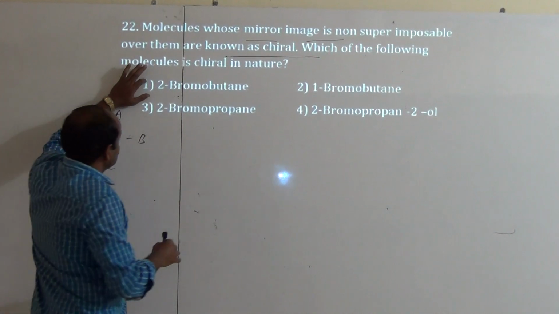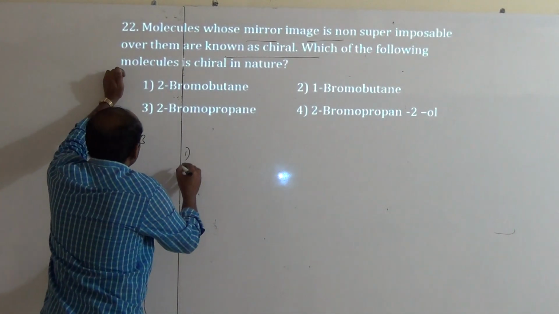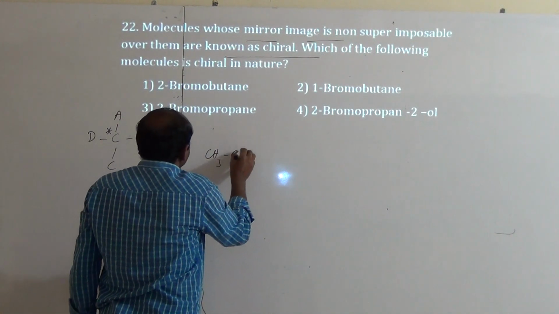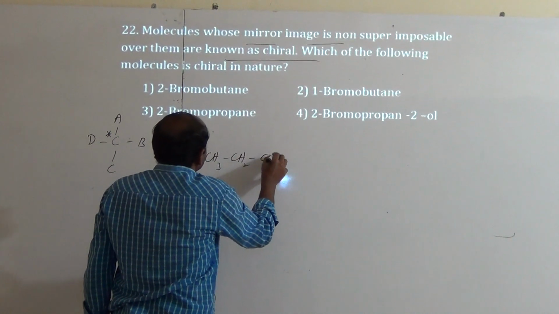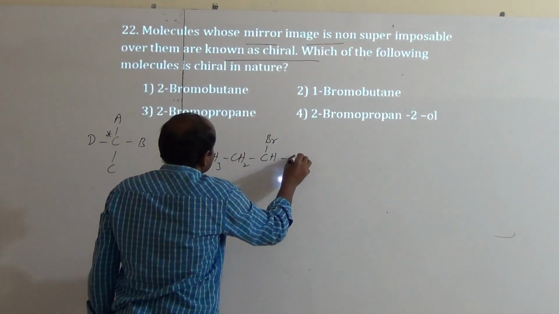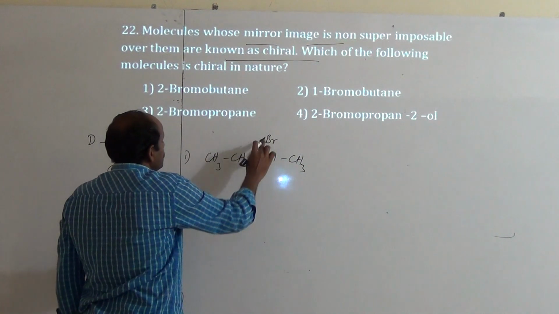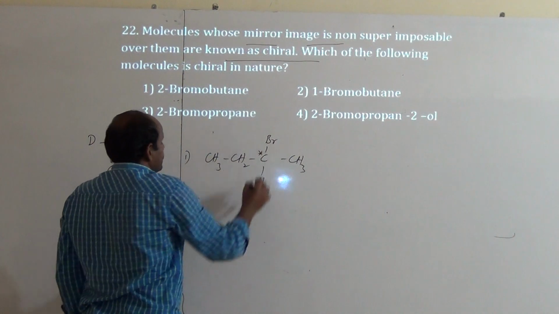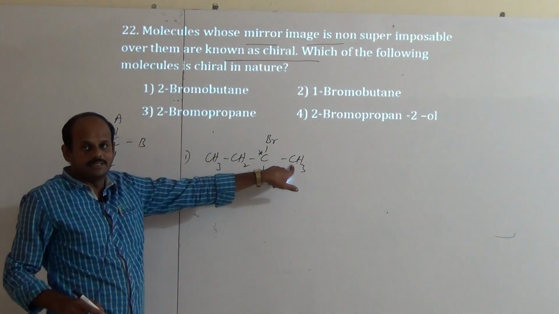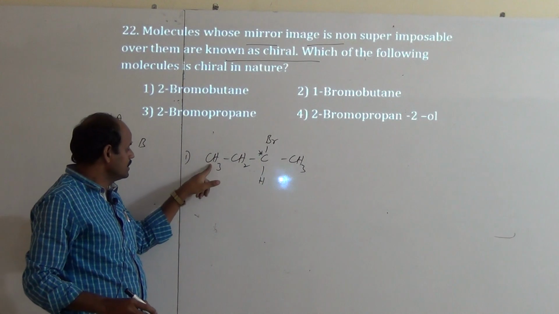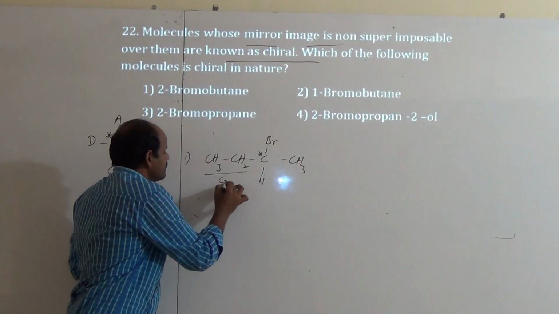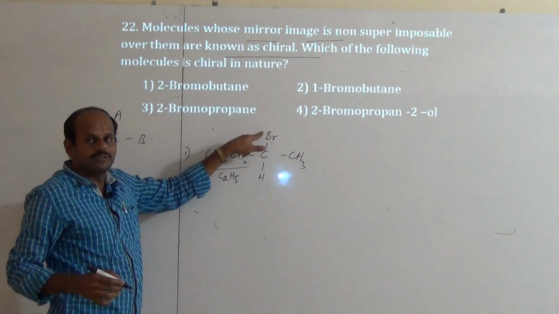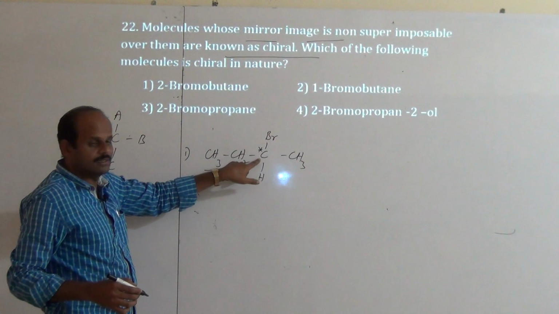Then what is the first option? 2-bromobutane. So 2-bromobutane means CH3, CH2, CHBr, CH3. This only, 2-bromobutane. Then here if you take this carbon atom, one side is CH3, one side is CH2CH3, which is nothing but the C2H5 group, different groups. Here hydrogen is different, bromine is different, hence this is the chiral carbon.